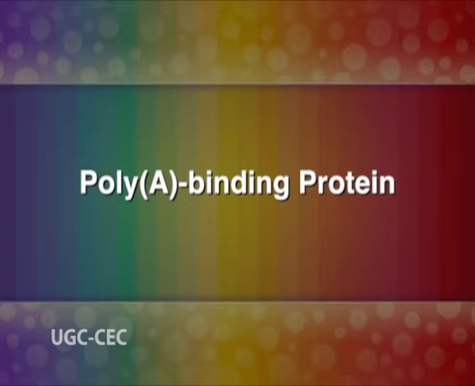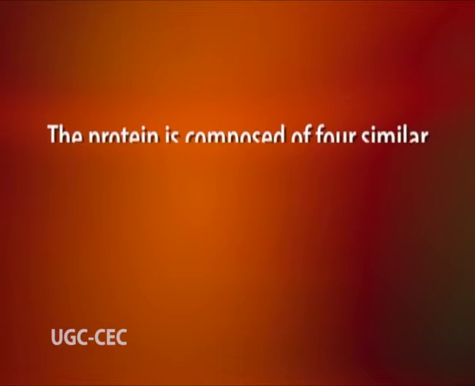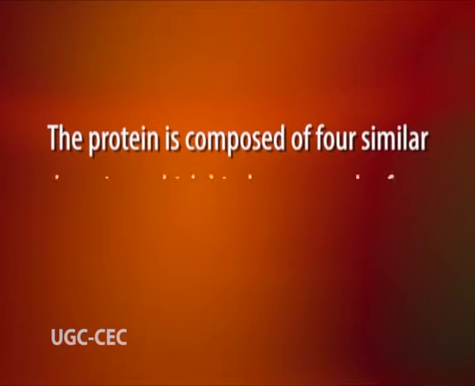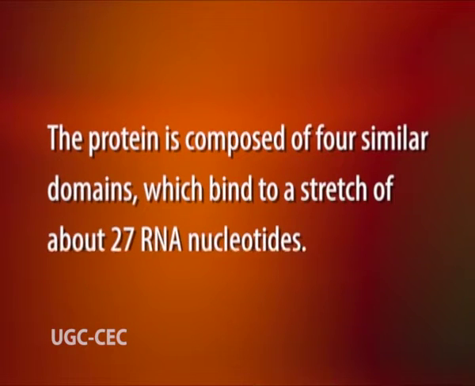Now, the poly-A binding protein. Poly-A binding proteins bind to poly-A tails as soon as they are synthesized in the nucleus, and then they chaperone the messenger RNA throughout its life. The protein is composed of 4 similar domains which bind to a stretch of about 27 RNA nucleotides.